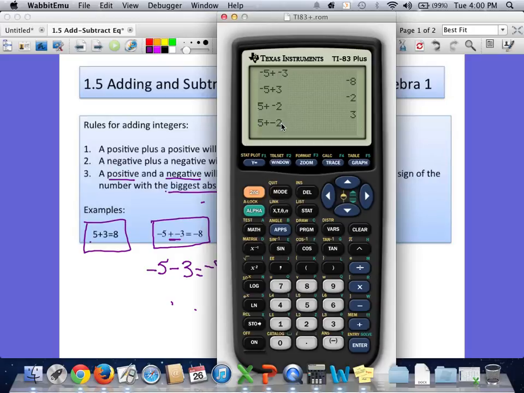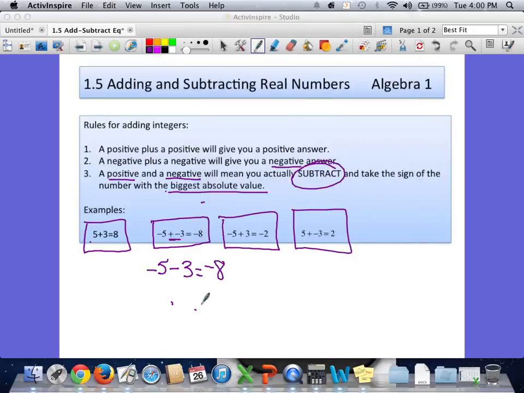Okay? All right? Now that's the rules for adding and subtracting integers for real numbers. We will be practicing this a whole lot in class, but your calculators are there for you to use. I don't make you memorize the rules, but you do need to know what they are because we'll use them down the road. And again, if you have any questions, come see me before or after school.